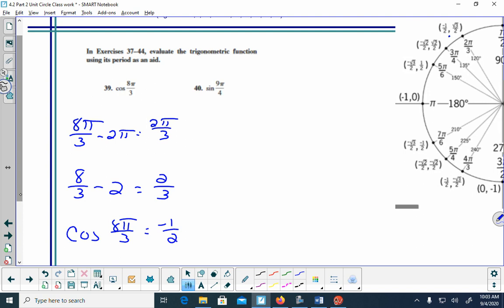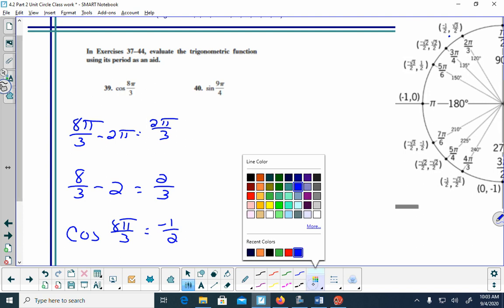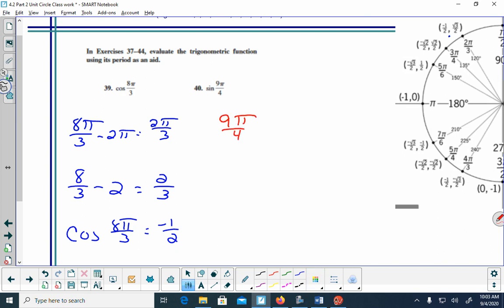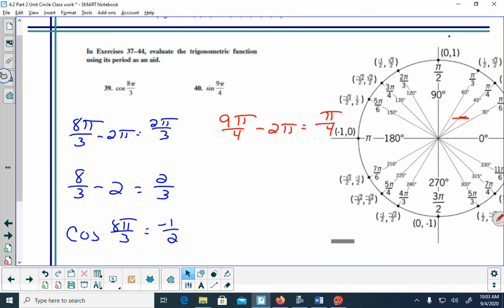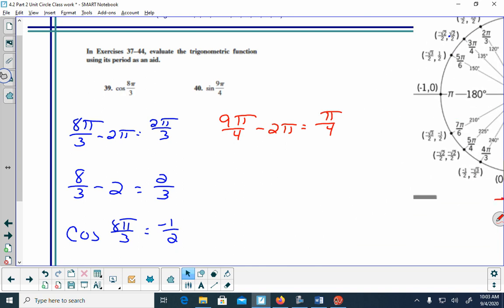Okay, the next one is sine of 9 pi over 4. Again, larger than 2 pi. So I'm going to take 9 pi over 4, subtract 2 pi. And when I do that, I end up with pi over 4. So that's going to be the angle in the first quadrant, which means I'm going to be looking at this ordered pair here. So I'm going to slide that out, get that out of the way. And so I'm going to say the sine of 9 pi over 4 is the y value, which is going to be the square root of 2 over 2.